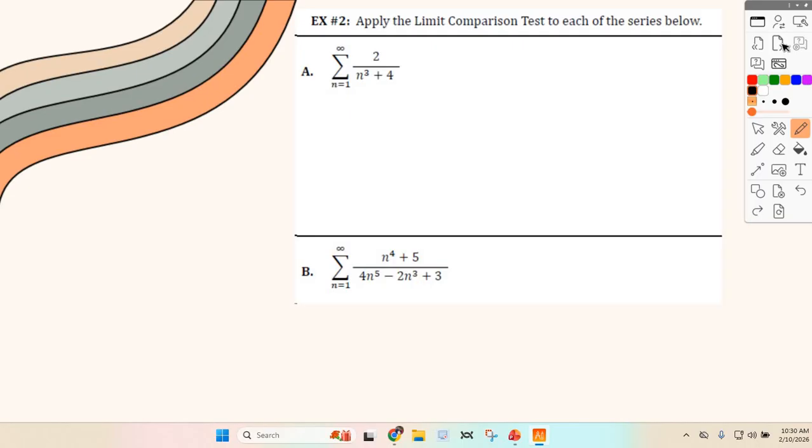Yes? Okay. So on our first one, so this is my a sub n, what do we want our b sub n to be? 1 over n cubed. Yes? Now we do want to note, is 1 over n cubed convergent or divergent? The series of that.